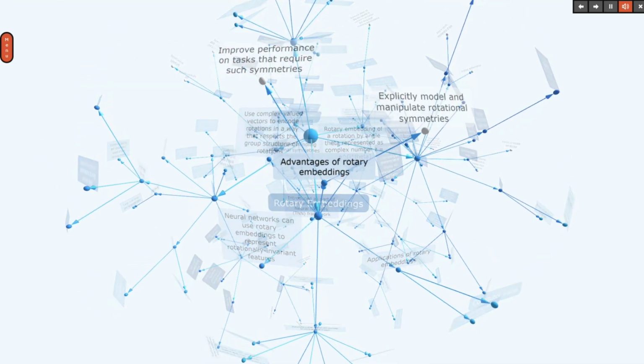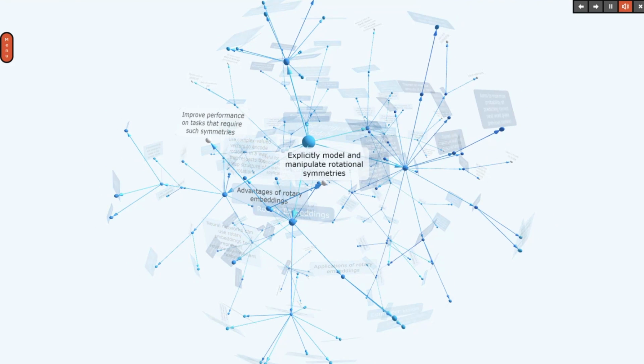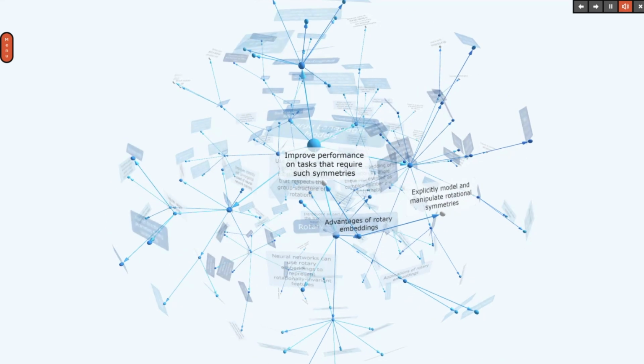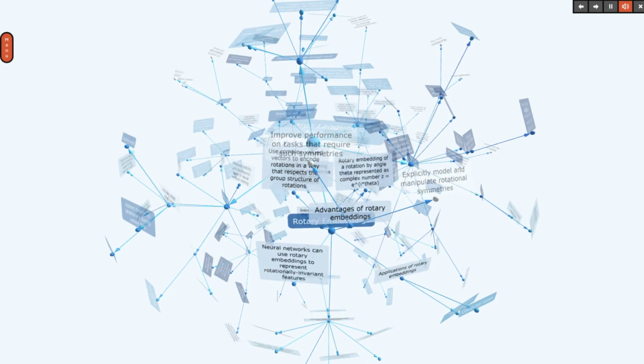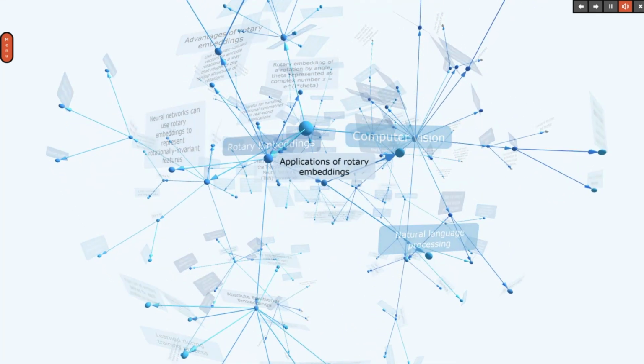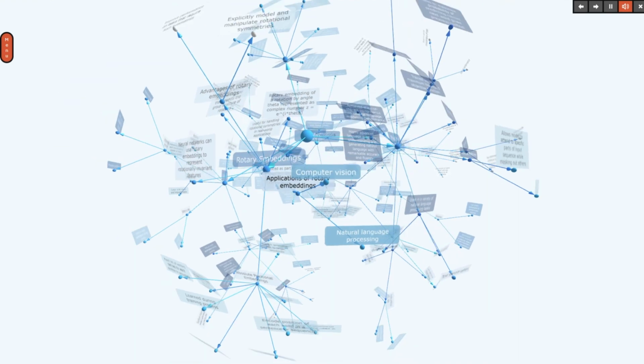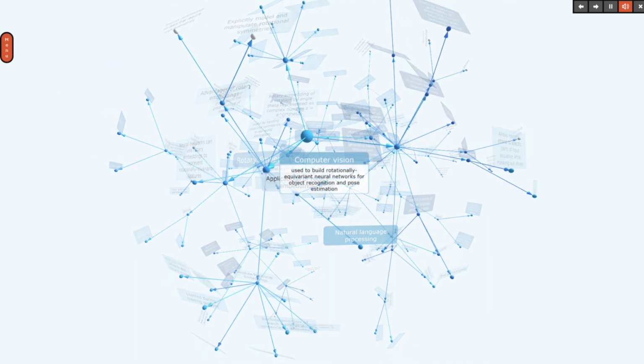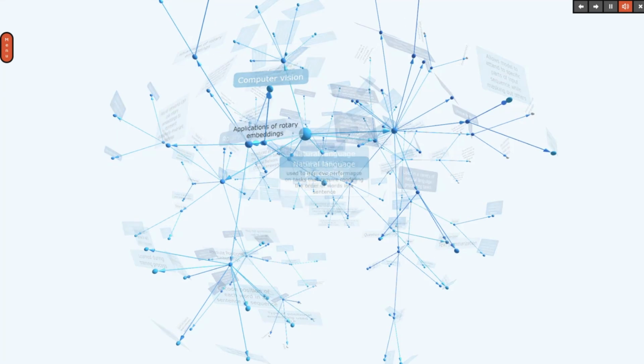Advantages of rotary embeddings. Explicitly model and manipulate rotational symmetries. Improve performance on tasks that require such symmetries. Applications of rotary embeddings. Computer vision. Used to build rotationally equivariant neural networks for object recognition and pose estimation. Natural language processing. Used to improve performance on tasks that require modeling the order of words in a sentence.